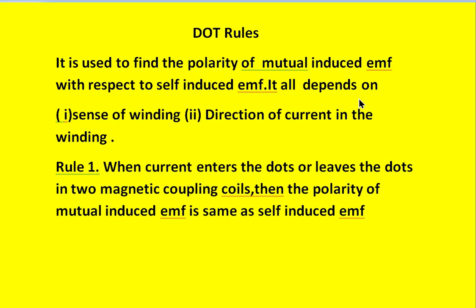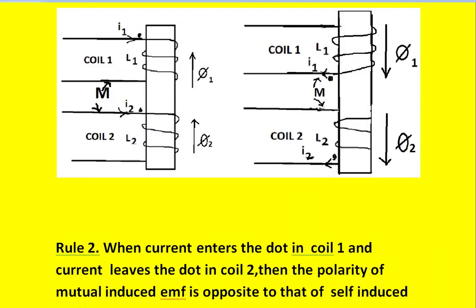And this polarity of the mutual induced EMF or mutual inductance depends on two factors. One is called the sense of winding over the core. The other is the direction of current in the winding. Dot rules can avoid complicated diagrams like this. Here, this is the iron core or magnetic core carrying the two coils, and the two coils are also carrying the current.